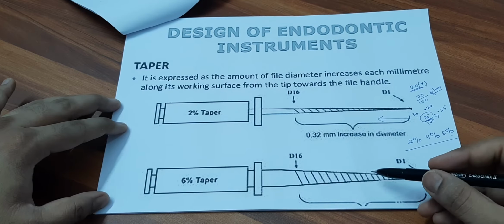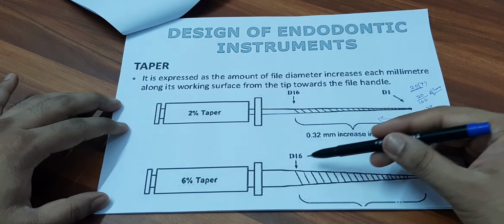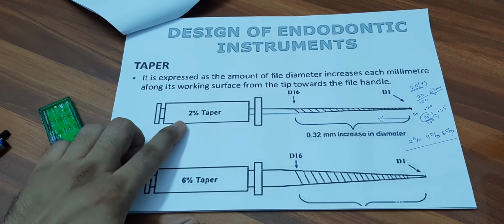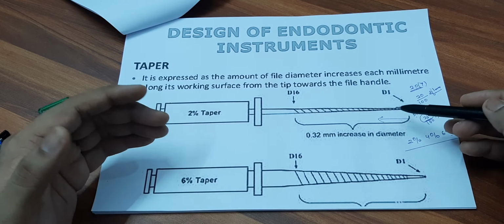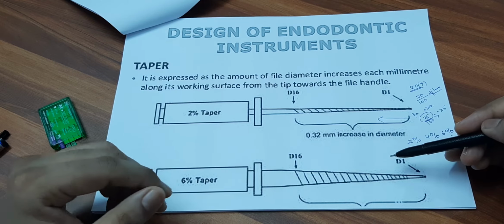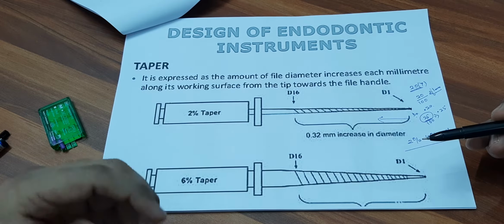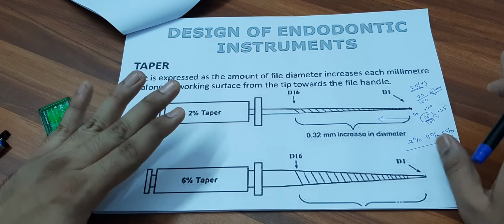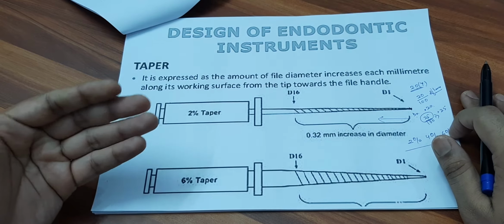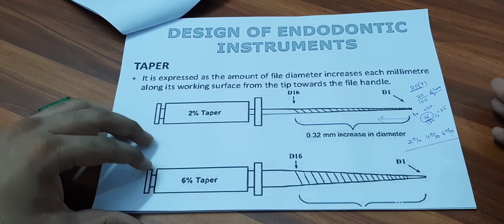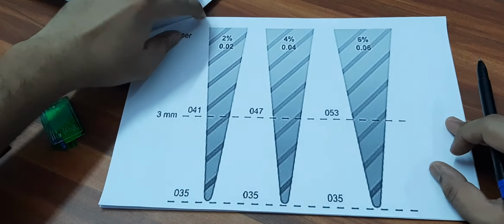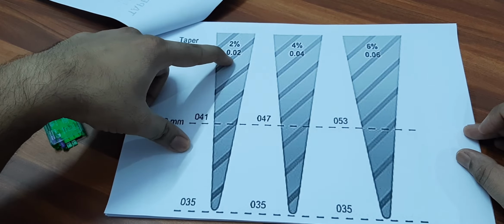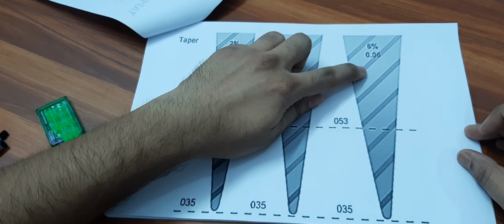In this presentation you can see this one is long, this one is a bit wider. This is 6%, this is 2%. That means files with bigger tapers will be broader in size, heavier in size, or their diameter will be more. Let us understand grossly that a bigger taper means a bigger diameter of the file. Now if you consider this diagram, this is 2%, this is 4%, this is 6%.